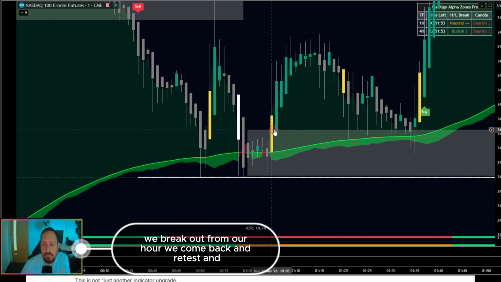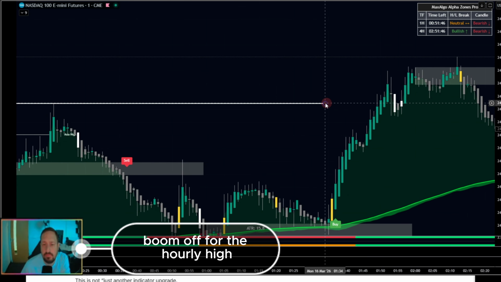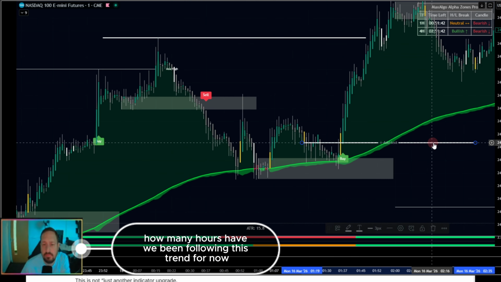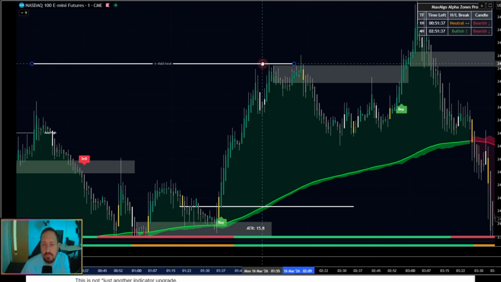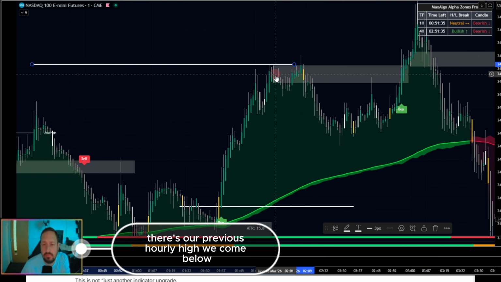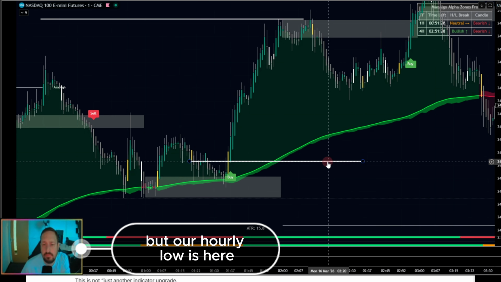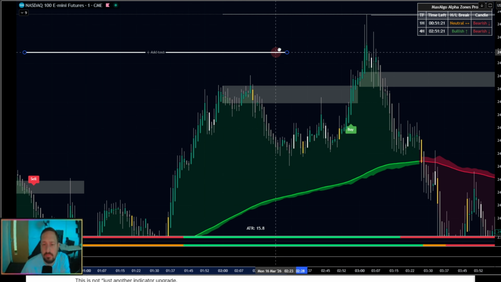We break out from our hour, we come back and retest, and boom, off for the hourly high. How many hours have we been following this trend for now? It's not been an easy trend, but this has kept us aligned. There's our previous hourly high. We come below, we take the hour, we come back below the alpha zone, and sellers are in control. But our hourly low is here. Still expecting that we're going to come through and go bullish, which we do.